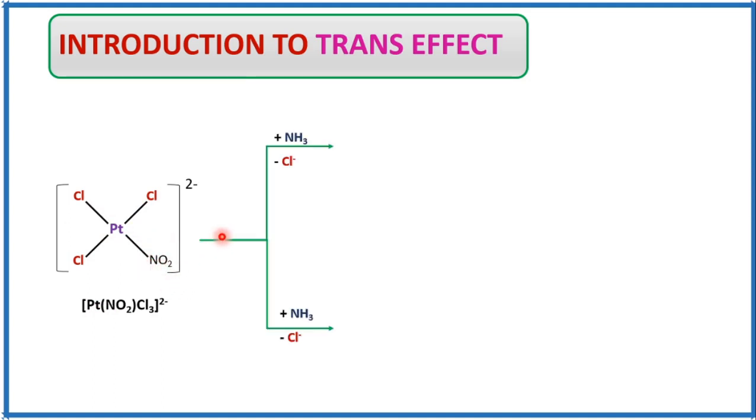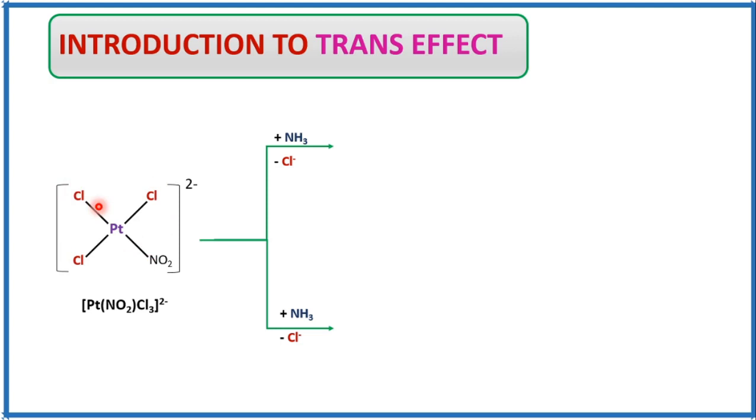What we are going to do is replace a chloro ligand with an ammonia ligand. One of the chloro ligands present here is going to be replaced by ammonia. Here there are two possibilities, because two types of chloro ligands are there with respect to the nitro group. The chloro group which is present opposite to the nitro group is called the trans group, whereas these two chloro groups are cis groups. That means these two chloro groups are on the same side of the nitro, so they can be called cis chloro groups, whereas this chloro group is called the trans chloro group.